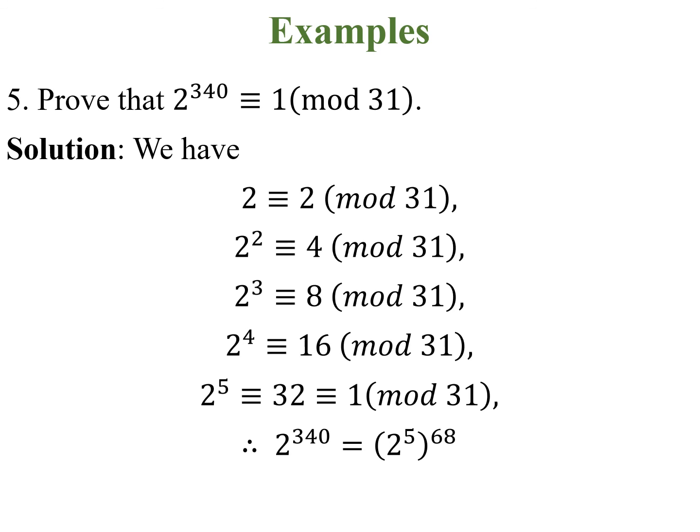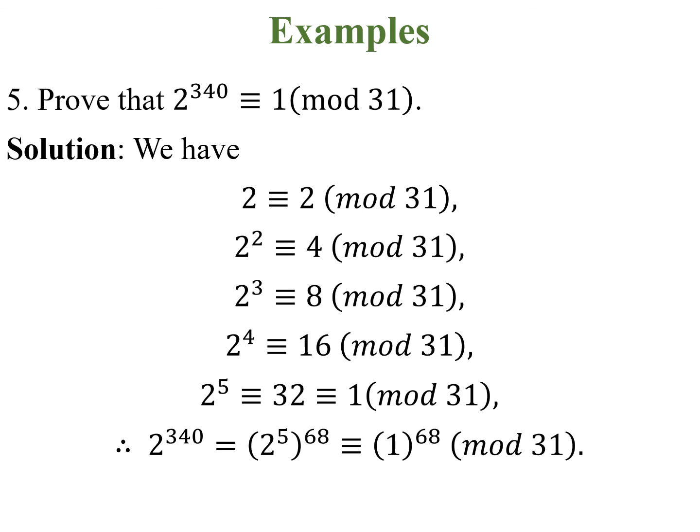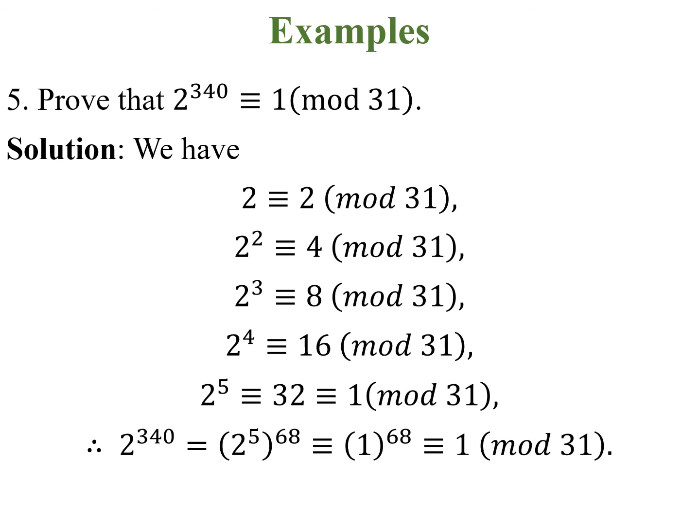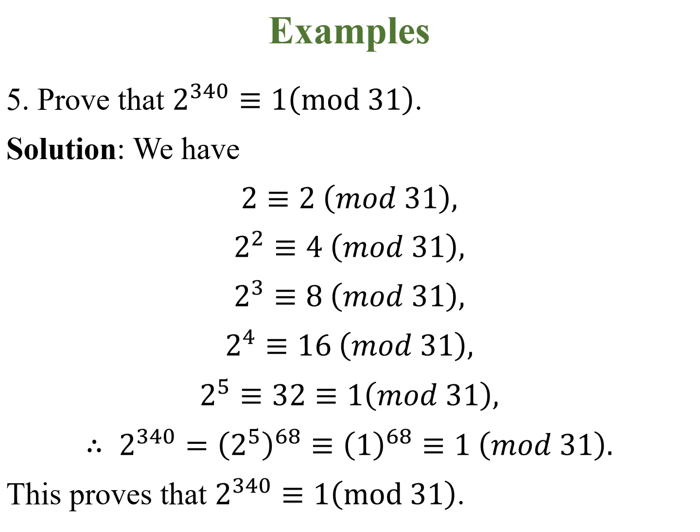But this 2 raised to 5 itself is congruent to 1 modulo 31. So it will be congruent to 1 raised to 68 modulo 31. 1 raised to 68 is 1. So indirectly it is congruent to 1 modulo 31. And in this way we have proved that 2 raised to 340 is congruent to 1 modulo 31.